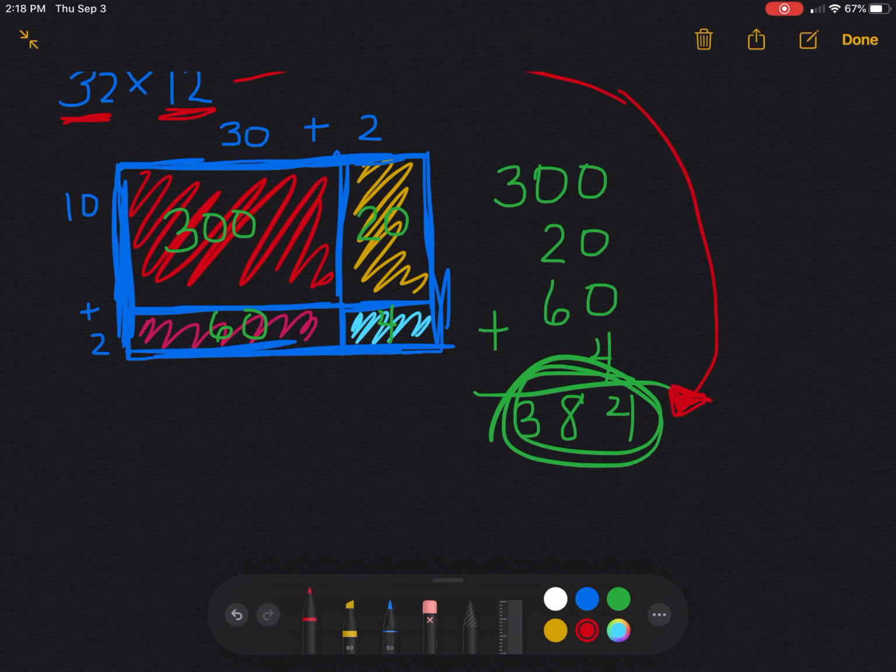And maybe you say, oh, Miss Young, I caught myself. I realized that doesn't make sense because I'm taking 30 and adding it to itself 10 times. So it can't be that 30 times 10 is 30. 30 times 10 is 300. It's growth like that that's really going to help you develop into a really strong mathematician.